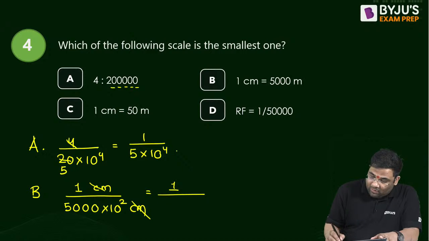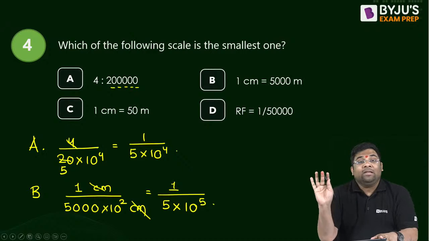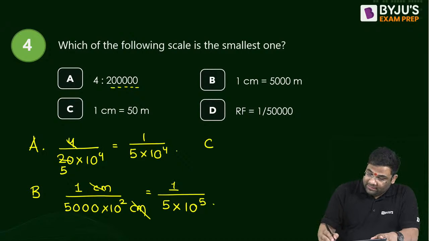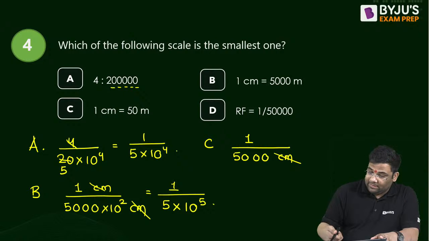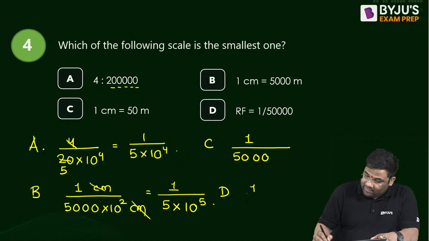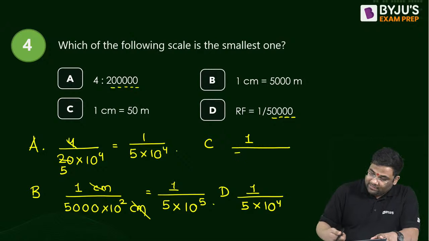This I am getting, you see, 1 divided by 5 into 10 to the power 5. Convert everything into representative fractions, okay? C is what? 1 centimeter is to 50 meter. That is what I can say. 50 meter is 5000 centimeter then. Yes, so this is also C. And last one is D. D is what? 1 is to, you see, this is 5 into 10 to the power 4. And this is what? 5 into 10 to the power 3.